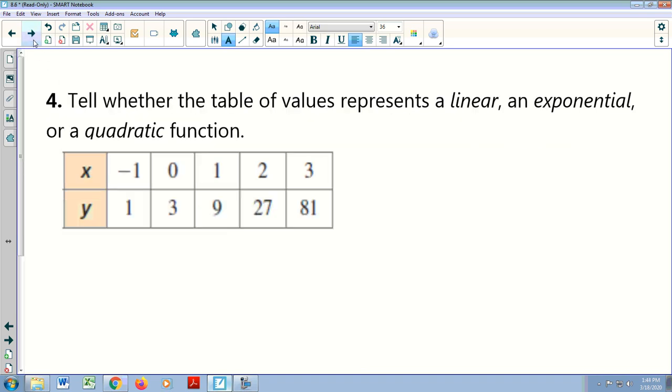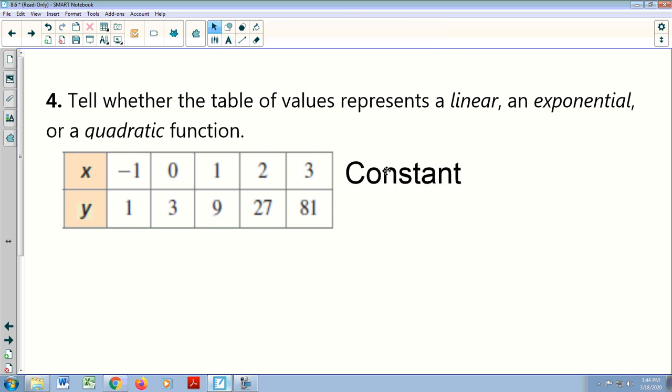All right, we got a couple more and then we'll get you guys going on some homework. Again, we're just going to start with -1, 0, 1, 2, 3. That's a constant, so we're good. Then I'm going to check my data. I'm looking at this data. I see 1, 3, 9, 27, 81. I could go check the common difference, but I know this is not going to be a linear function because it's not changing linearly.